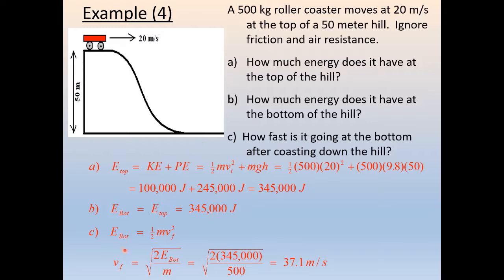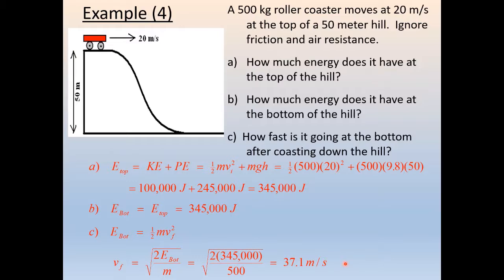So our energy equation just says that the total energy of the roller coaster is equal to 1/2 mv squared, and all we have to do is solve for v. So we multiply everything by 2, divide by m, and then take the square root. We can fill in our numbers here. The energy at the bottom, remember, was 345,000, and the mass of the roller coaster was given as 500 kilograms, and this whole thing is square rooted. So this turns out to be 37.1 meters per second.